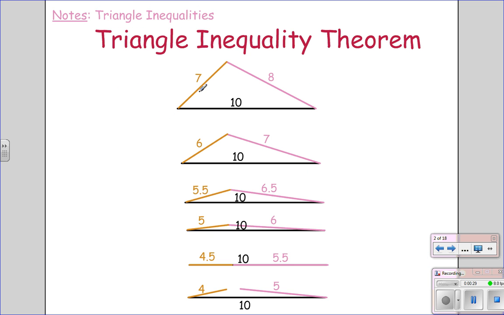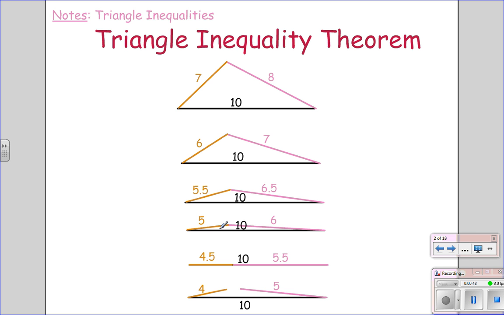This is kind of how it works. If you notice, 7 plus 8, that's 15. That's bigger than 10. So this, of course, would make a triangle. 6 plus 7 is 13, which is also bigger than 10. So you get another nice triangle. 5.5 plus 6.5, that's 12, which is also bigger than 10. 5 plus 6 is bigger than 10.